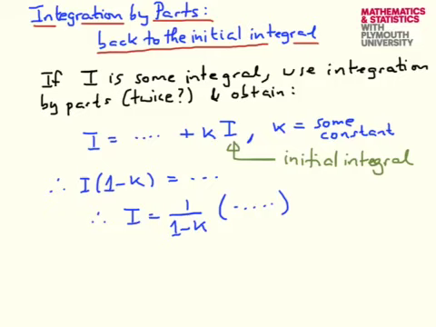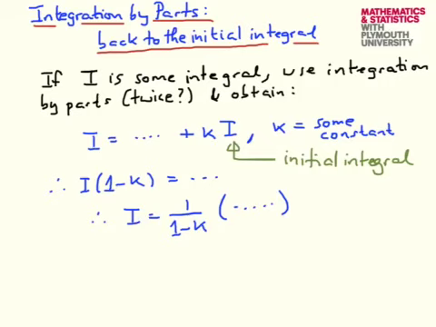So because we have the same thing on both sides, on the left hand side and on the right hand side, we can bring this over to here and we have our initial integral multiplied by 1 minus k, and this is going to be equal to whatever we had here. And then we can divide both sides by 1 minus k, that's the coefficient of I here, and we say that our initial integral is 1 over 1 minus k multiplying all of whatever these terms are here.